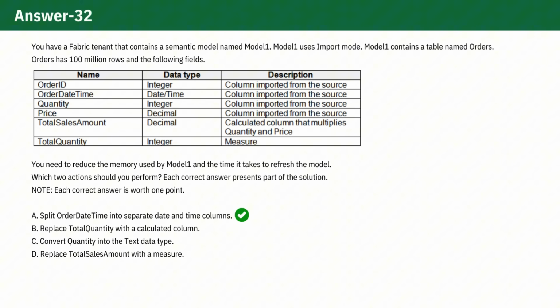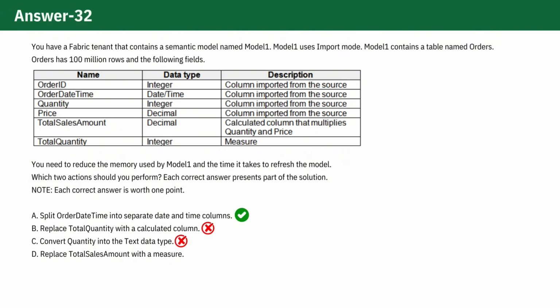Option B, replace total quantity with a calculated column. This option is incorrect. Although calculated columns can be useful, they are computed and stored within the model during refreshes, consuming additional memory. So replacing a direct query column, like total quantity, with a calculated column would actually increase the memory usage, not decrease it.